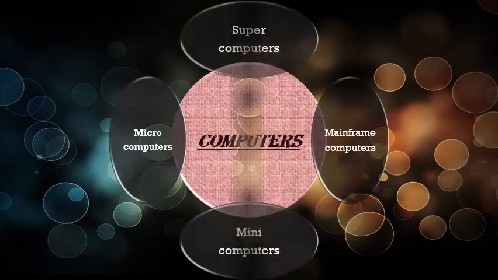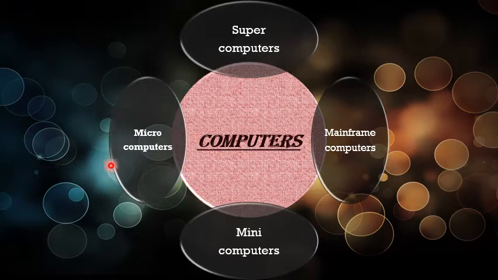So computers are classified into 4 different types according to their size, and the names of these types are microcomputers, mini computers, mainframe computers and supercomputers, from which we have learned in our last class about microcomputers and mini computers. Today we will start from mainframe computers and we will end up on supercomputers. So here we go.